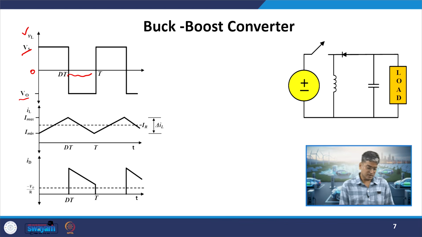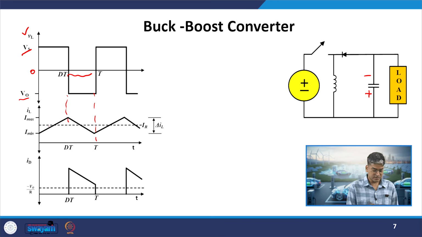Now how has this negative come into the picture? We have seen that there will be a polarity reversal, that is this will be plus and this will be minus. So the inductor will experience a negative voltage across it, and it will behave as a source, or it will be getting discharged. Similarly, the same conclusions can be drawn from the current graph also.